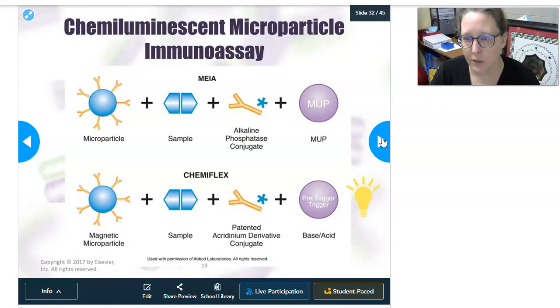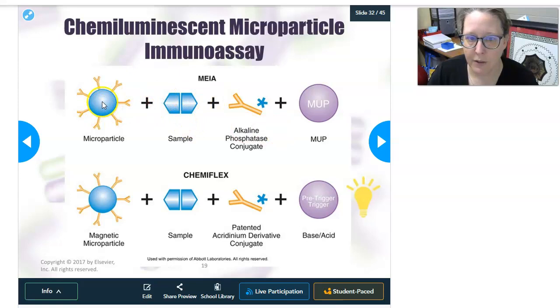So again, here it is illustrated. You have the little microparticle, you have your sample, and then you have your capture antibody, your reactant antibody here. Then they're added in succession, right? And then your substrate here for the alkaline phosphatase, the enzyme that is on this antibody.